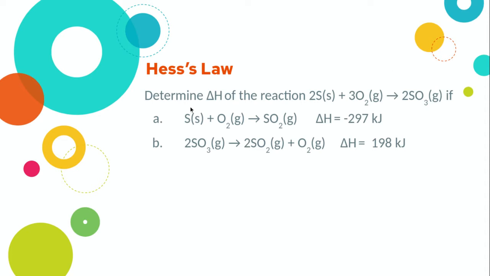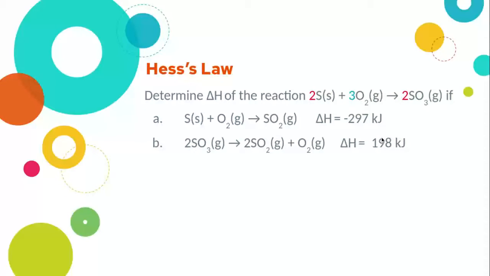For example, we're going to try and determine the enthalpy change of the reaction where sulfur combines with oxygen to produce sulfur trioxide. So we're looking at this combustion reaction, and we know that it has multiple steps. In the first step, sulfur and oxygen combine to produce sulfur dioxide. And we also know that sulfur trioxide decomposes into sulfur dioxide and oxygen. These are the enthalpy changes that we do know.